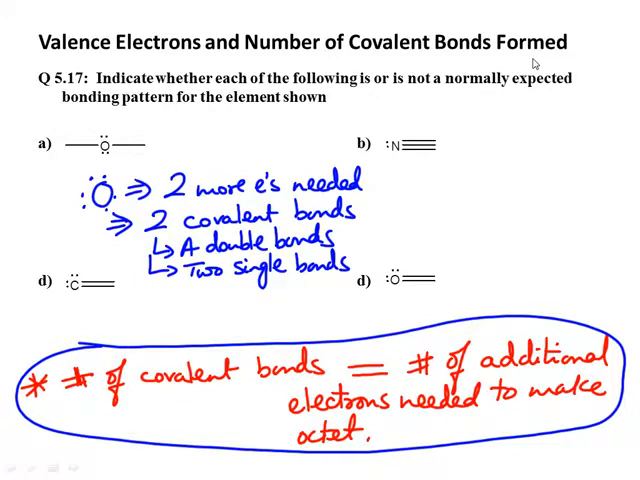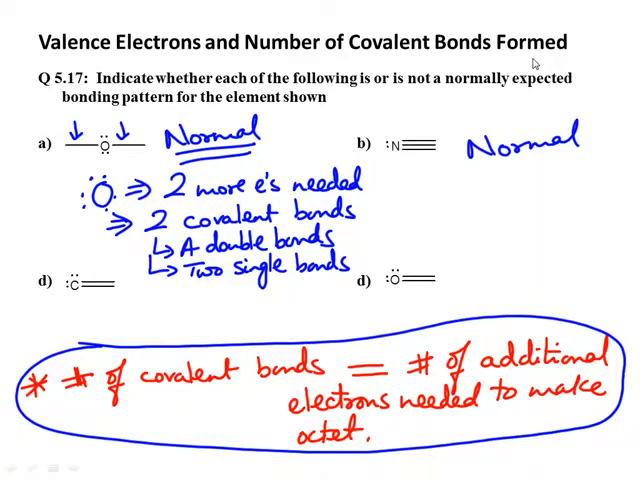So let's answer it. Do you think A is normal? Yes, it is normal because oxygen must make 2 covalent bonds. In this case, it's making 2 single bonds and therefore now has an octet. This second one is normal as well because nitrogen has 5 valence electrons. In other words, it needs 3 more to complete an octet and hence must make 3 covalent bonds.